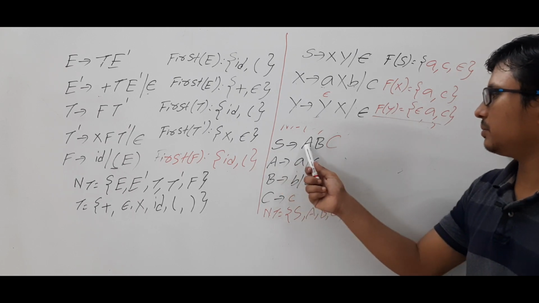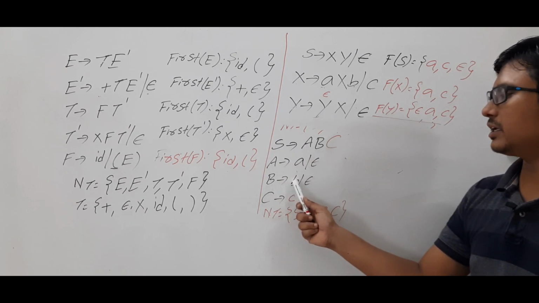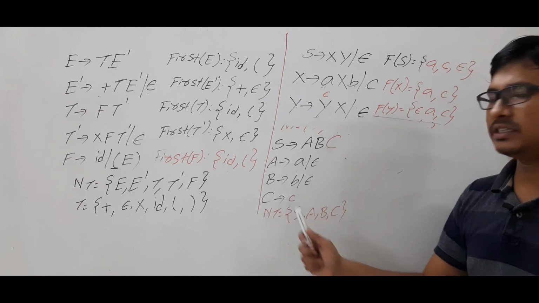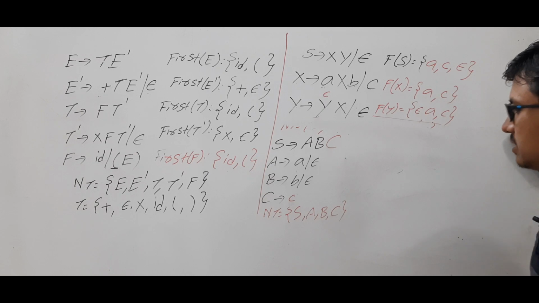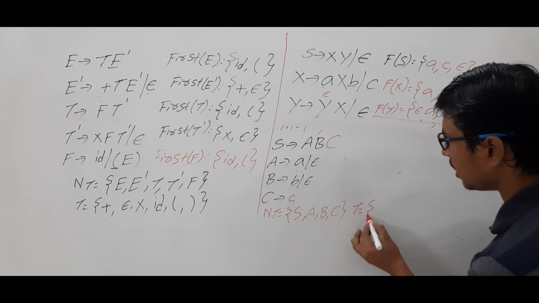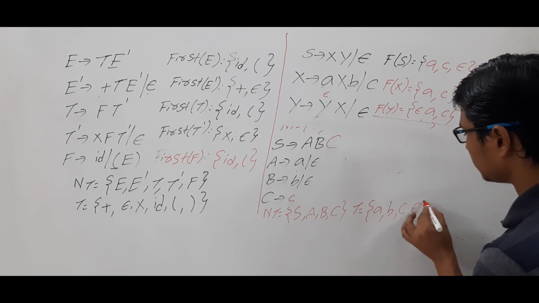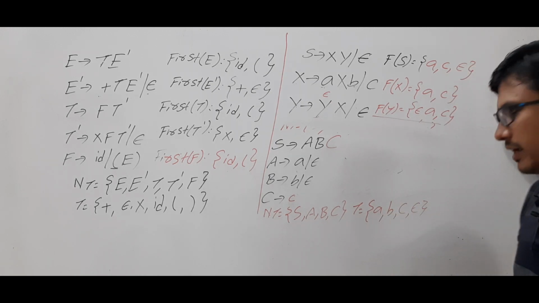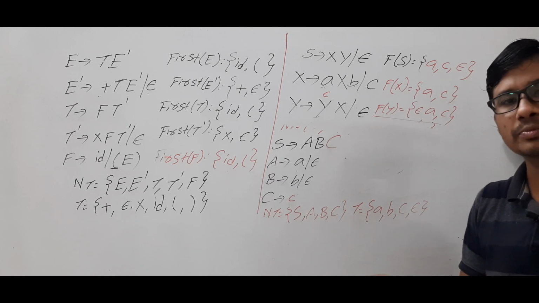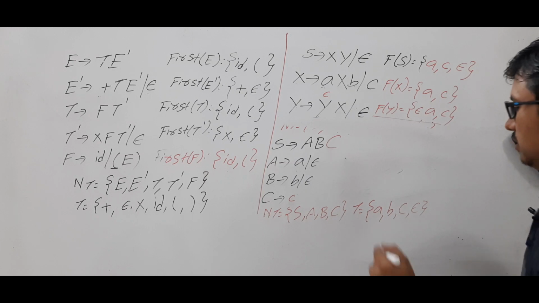So, S determines ABC. A determines a or epsilon. B determines b or epsilon. Capital C determines small c. Okay, so you have the non-terminals S, A, B, C and the terminals are small a, small b, small c and epsilon. Is it clear? Are you able to understand? A lot of people will neglect the epsilon. You can neglect it also because its length is 0. Just to make you understand, I am writing the epsilon.